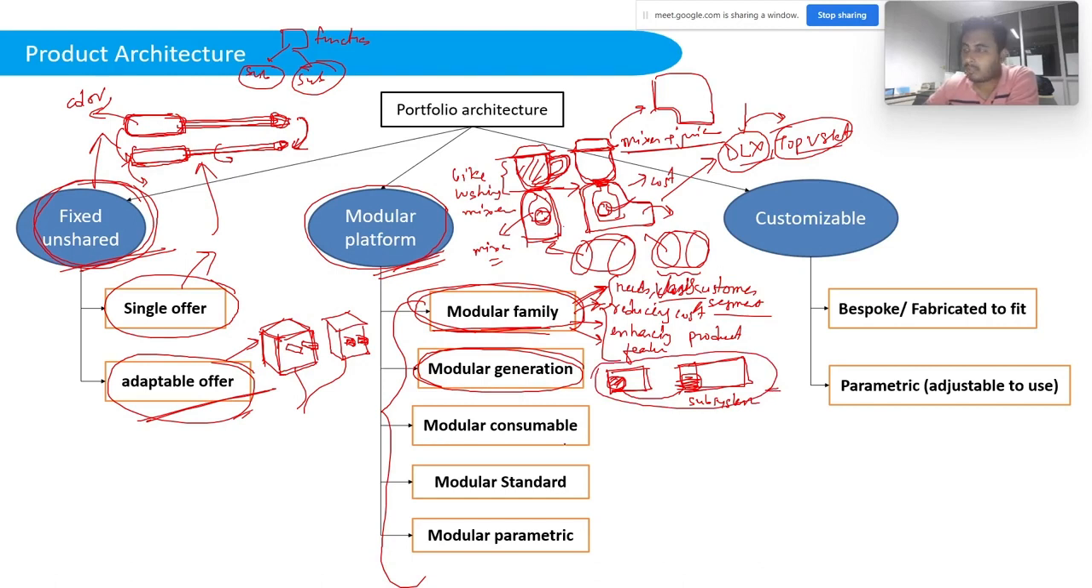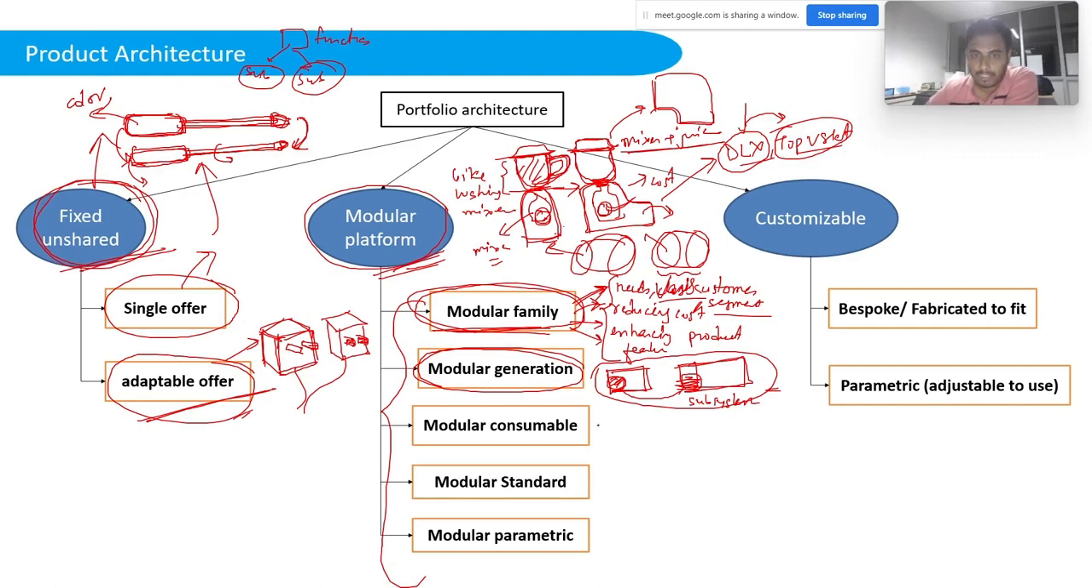And then what is modular consumable? Modular consumable is something like, if we think about film camera, we are changing the films, right? And an inkjet printer, where we put a new inkjet cartridge inside it. It's a kind of consumable item for that product, which can fit into it.